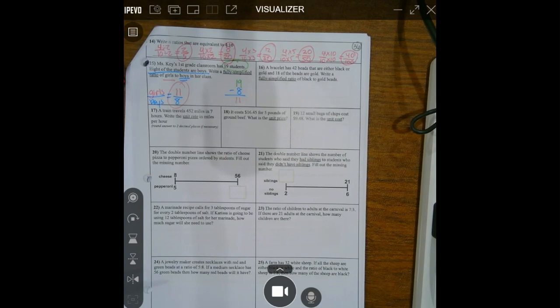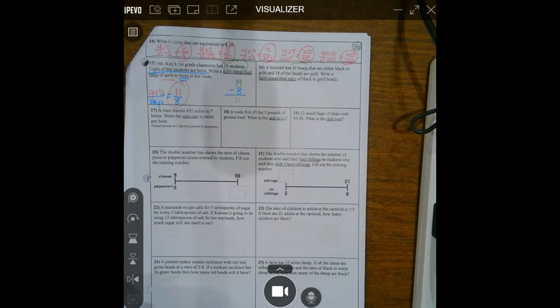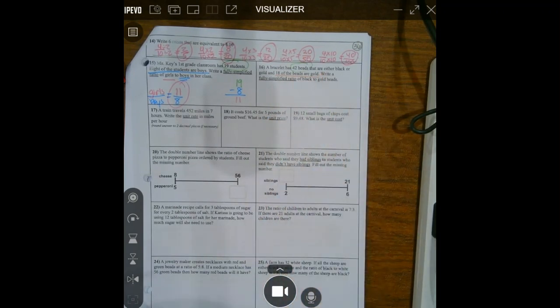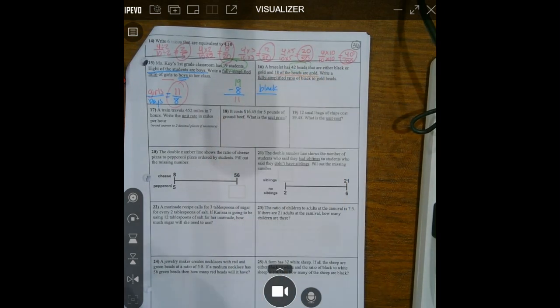Okay. This one says a bracelet has 42 beads that are either black or gold. So that's the total amount of beads then. Then it says 18 of the beads are gold. And they want you to write a fully simplified ratio of black to gold. Okay, so black to gold.